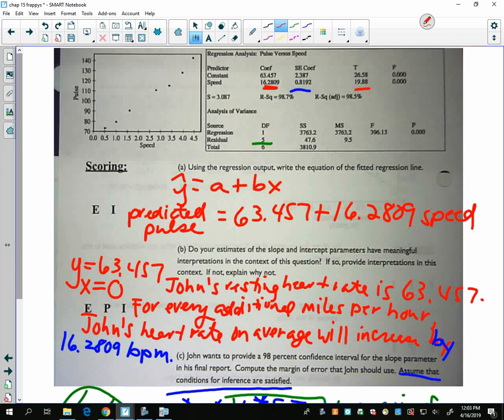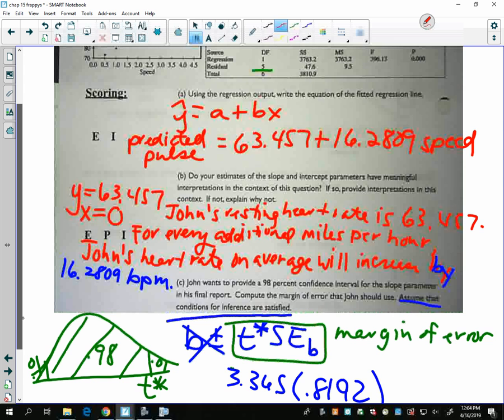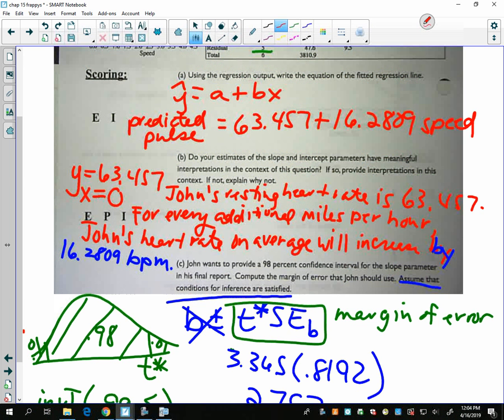Now this in the bottom here gives you your degrees of freedom. So why did they do it like that, though? How many is there? 1, 2, 3, 4, 5, 6, 7. Okay, so there's your 5 degrees of freedom. Why did they do it like that, but that's okay. All right, so again, predicted pulse, you're picking up the y-intercept, which is 63, plus 16.289 times your speed. Just the speed. Okay, do your estimates of the slope and intercept parameters have meaningful interpretations in context of the question? If so, provide this context.